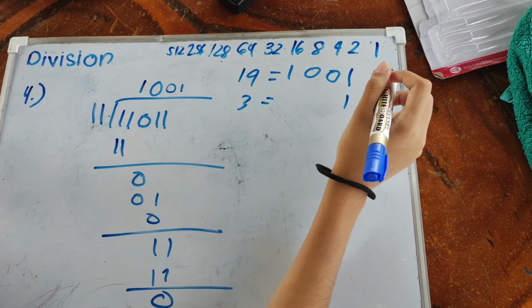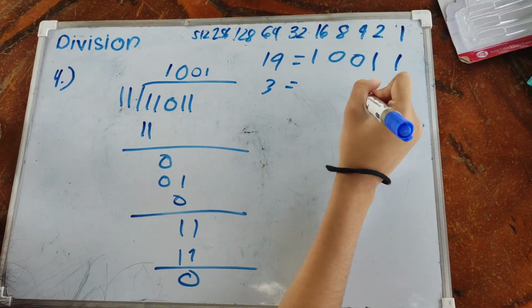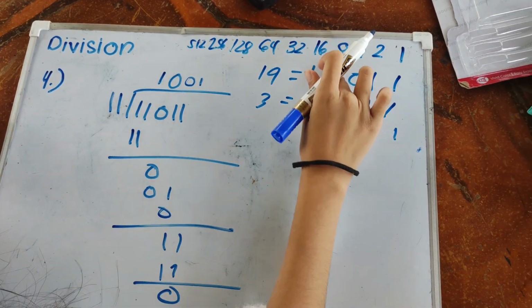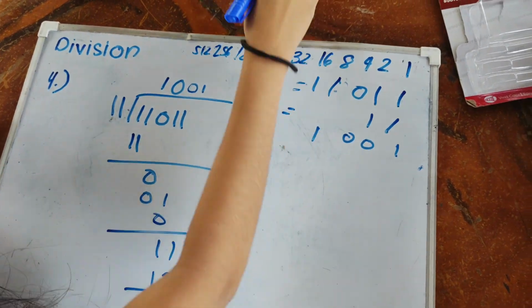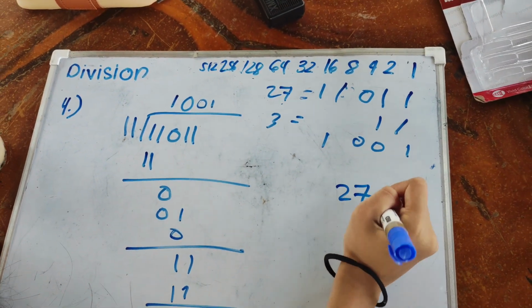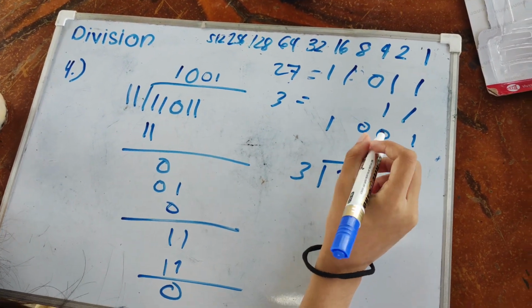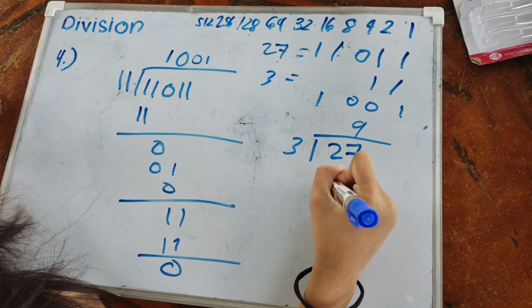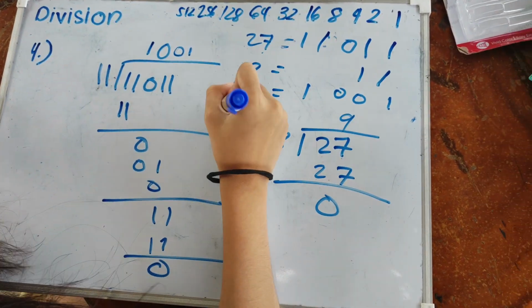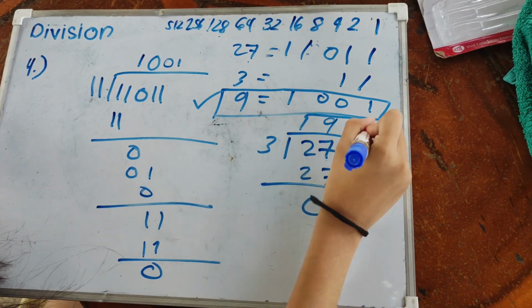Now let's go to the checking. Starting with the dividend, 11011, it is equal to 27, and 11 is equal to 3. If you divide 27 by 3, you get 9, and 9 multiplied by 3 is 27, which leaves 0. Our quotient, 1001, is equal to 9.